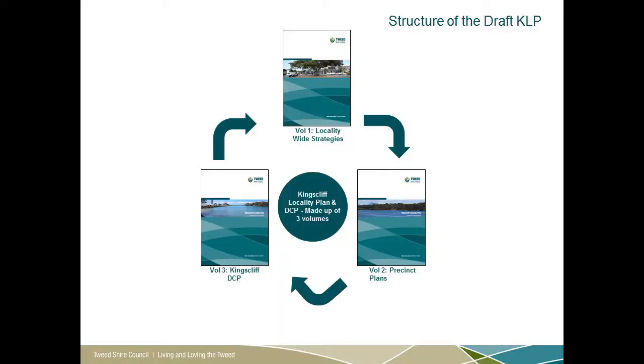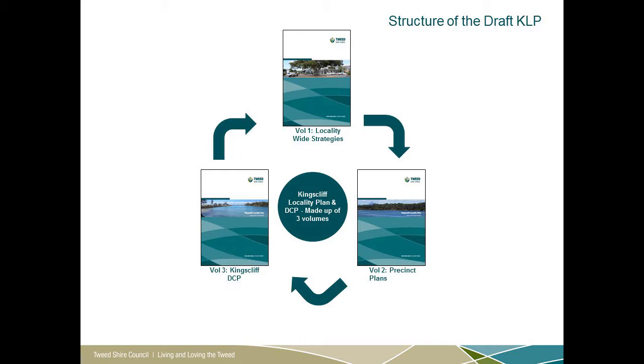Volume 3 is the development control plan. That's the one if you're lodging a DA for a subdivision or something like that, that's the document you go to. There are a lot of parts of Kingscliff that the plan doesn't necessarily talk to specifically, such as a lot of low density residential areas that are already covered by a number of different planning frameworks and development controls.